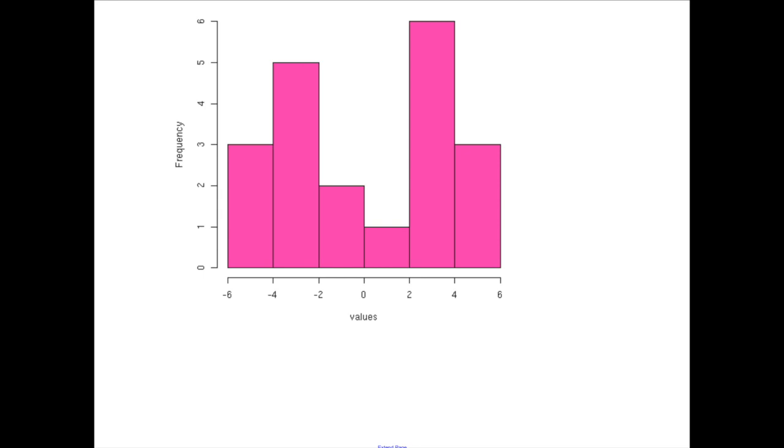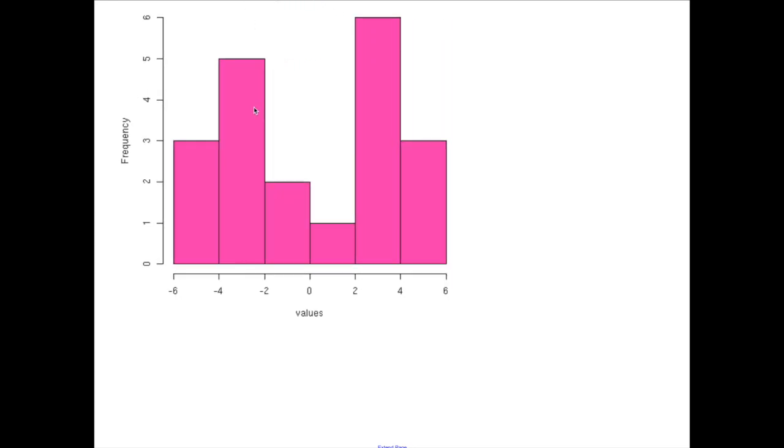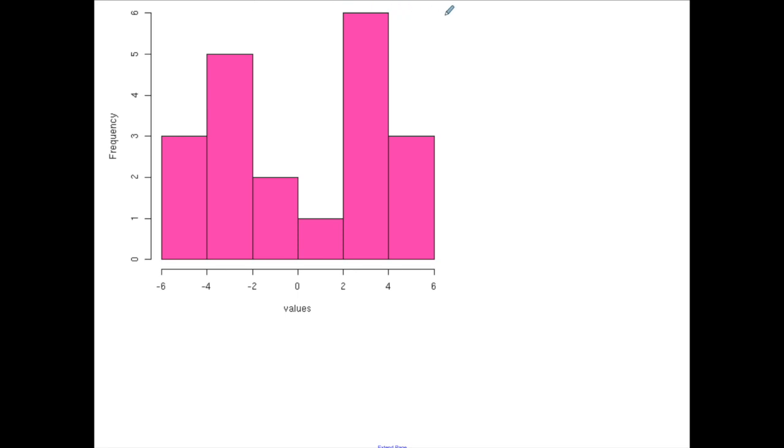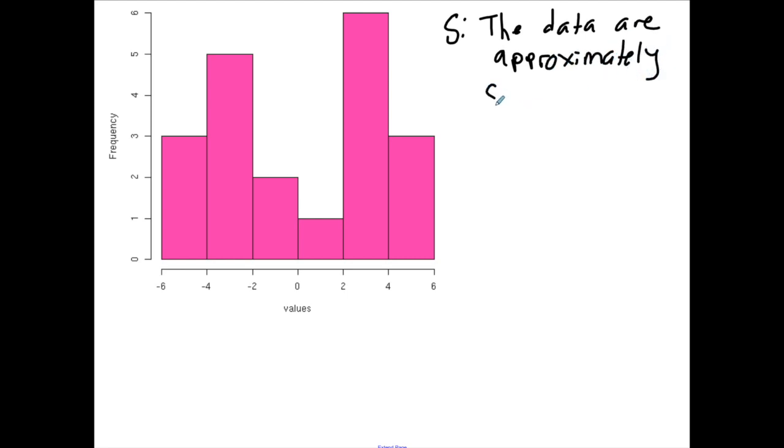Okay, I'm going to do one more example, I think, just for time, of a histogram, because these are hard to do with a lot of specificity. I'll try to show you this on a graphing calculator because this is a little bit more straightforward. So for the shape, I'm going to say the data are approximately, I believe them to be approximately symmetric. And we can pull the mean and the median on our calculator and figure that out.